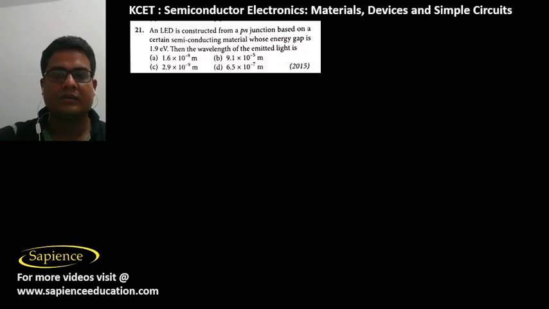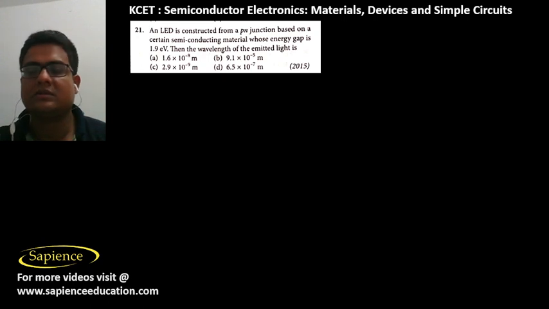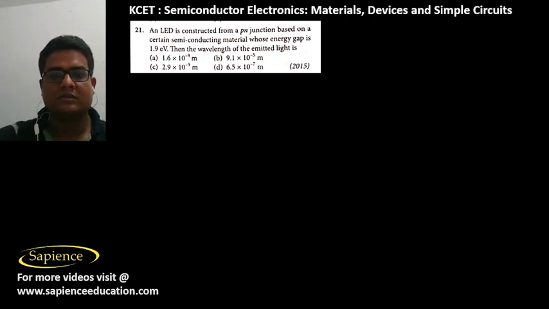Then in question number 21, it is told an LED is constructed from a PN junction based on a certain semiconducting material whose energy gap is 1.9 electron volt. What is the wavelength of the emitted light? So we have to find the wavelength of the emitted light.